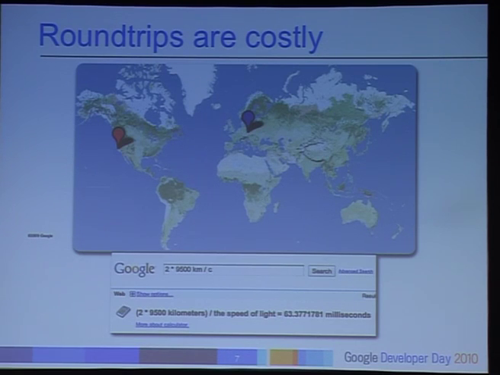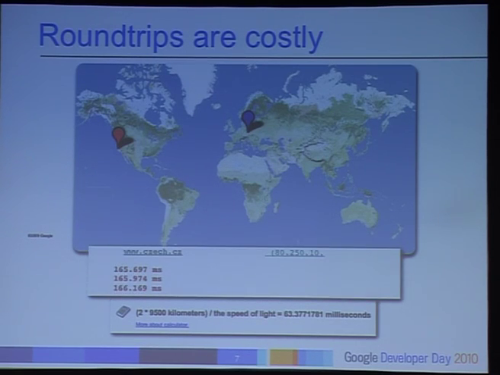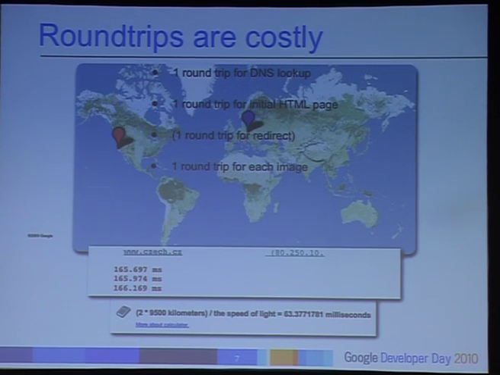And round trips are costly because they often traverse large spaces of network, and even at the speed of light, users can perceive a difference of 10 milliseconds. So in a typical server-side app, you have your initial DNS lookup, a round trip for the HTML page, possibly a redirect, a trip for each image, each cascading style sheet, each JavaScript. All of these things are introducing latency into your page's load time, and then each subsequent click.